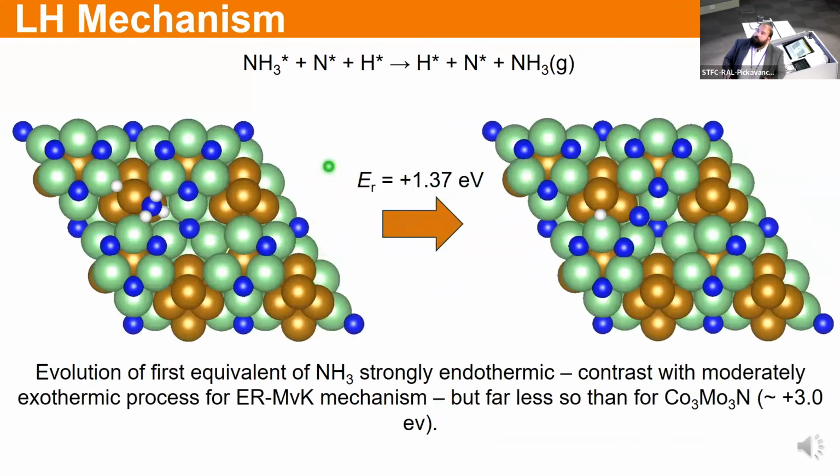So, of course, once we have formed ammonia on the surface, we have to consider the desorption to the gas phase. Again, this is an energy demanding process at 1.37 electron volts. So again, this is another key difference with the Mars van Krevelen mechanism, where we see the evolution of our first equivalent of ammonia is actually quite easy, but a lot more challenging for the second.